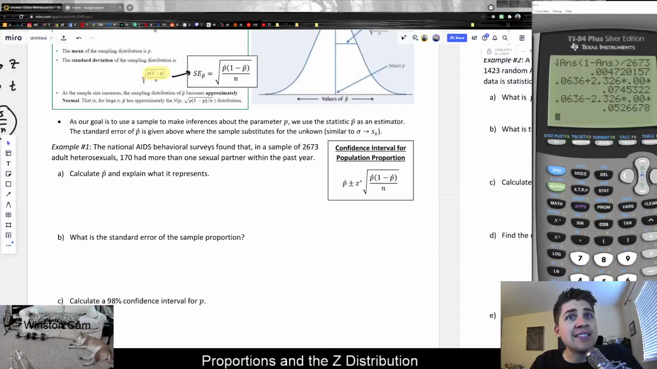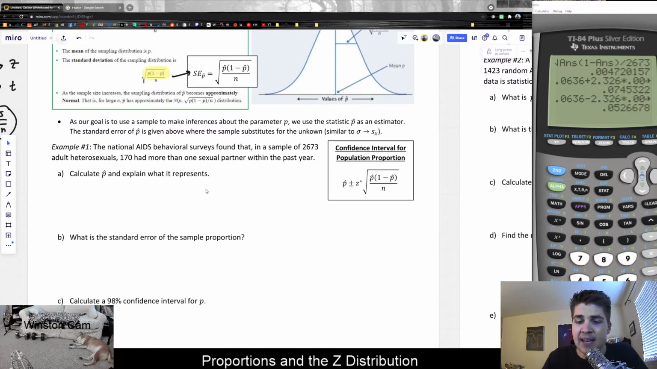Let's look at our first example. It says the National AIDS Behavioral Surveys found that in a sample of 2,673 adult heterosexuals, 170 had had more than one partner within the past year. So in our goal here, we could try to study the actual distribution of our population. And again, we would refer to this as our sample proportion, p hat.